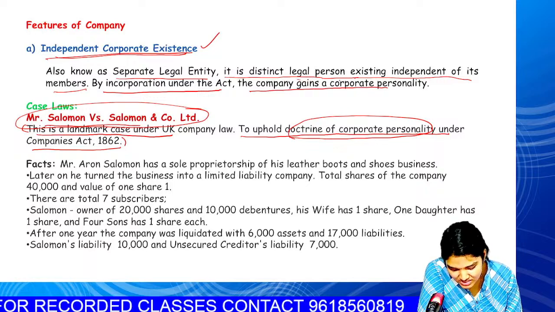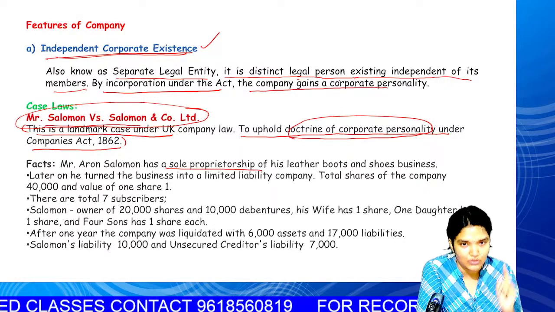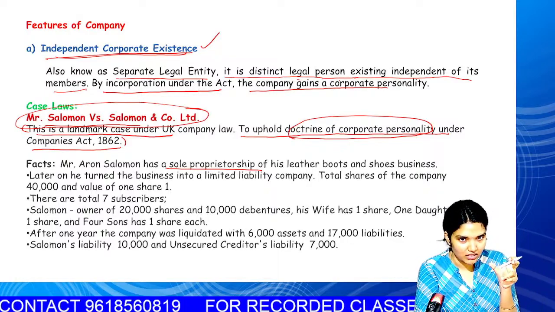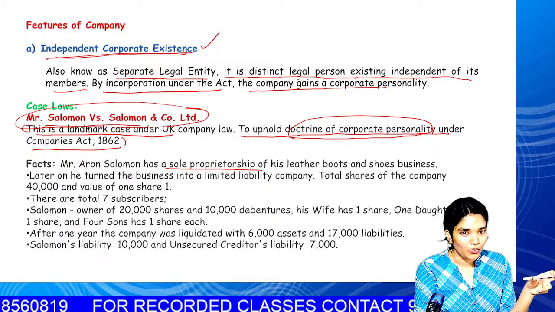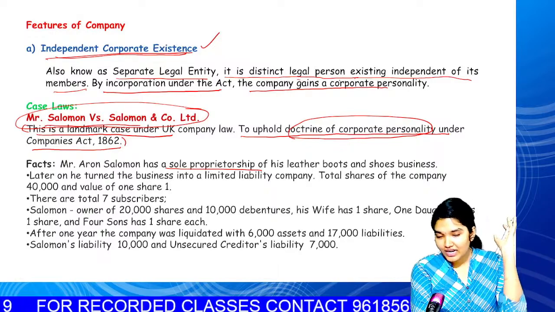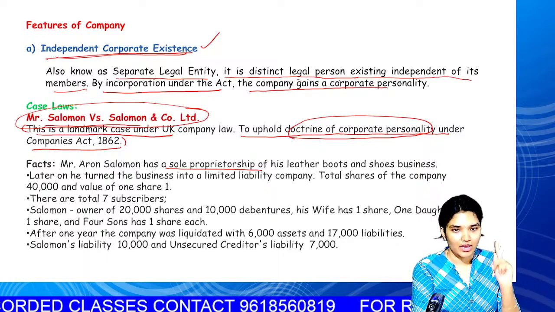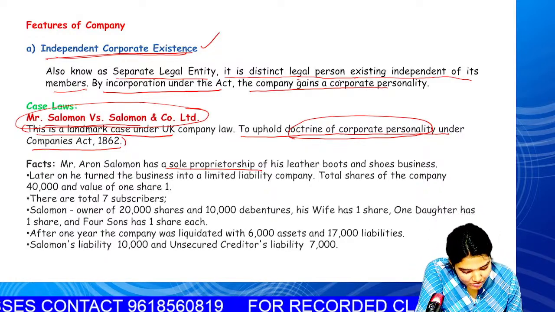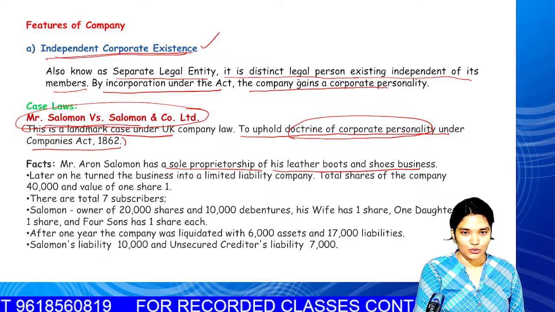So the facts of this case: Mr. Aaron Salomon had a sole proprietary concern. The first thing he established for running his business activities was a sole proprietary concern. Is a sole proprietary concern the same as a company? No. There we have unlimited liability, and the owner and the management are the same one person. It was his leather boots and shoe business.